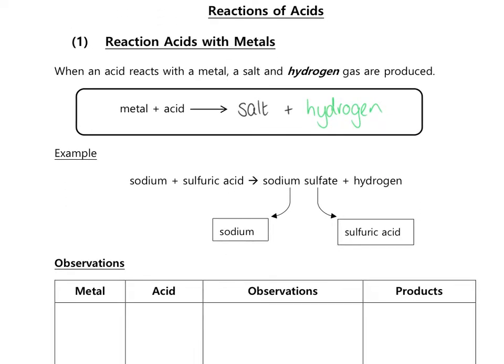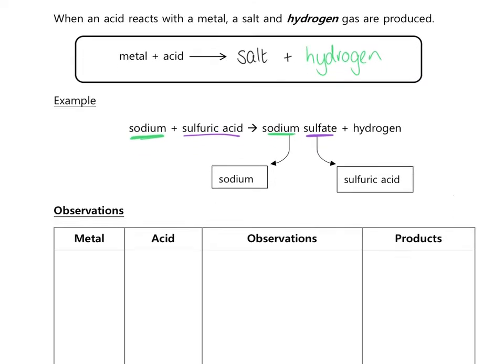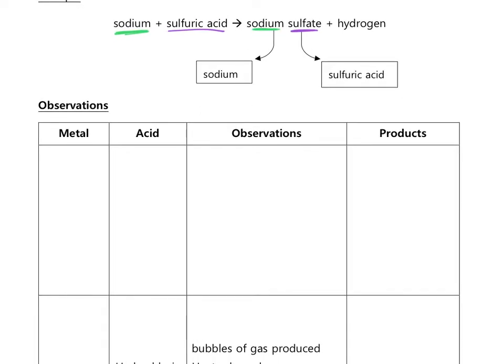So you can see here you've got an example of reacting sodium with sulfuric acid. And you can see that the name of our salt is sodium, coming from the sodium metal. And then the second part of the name of the salt is sulfate, coming from the sulfuric acid. Down below, you have an observations table. And the first reaction we're going to look at, which you'll need to fill in, is the reaction of magnesium with sulfuric acid.